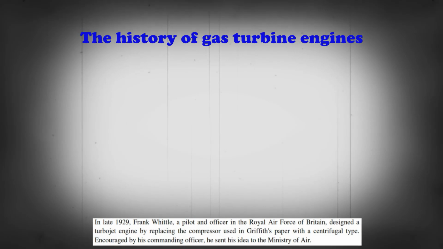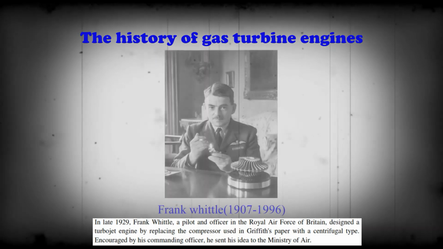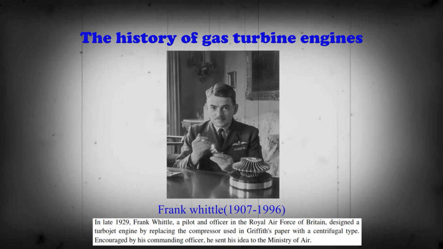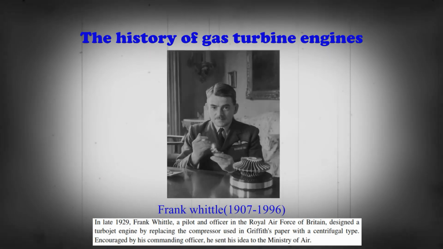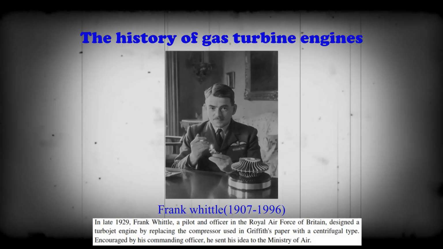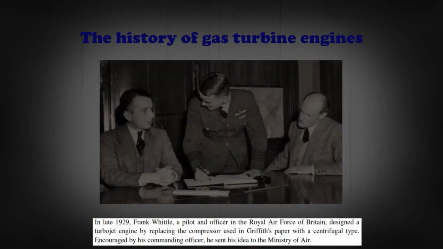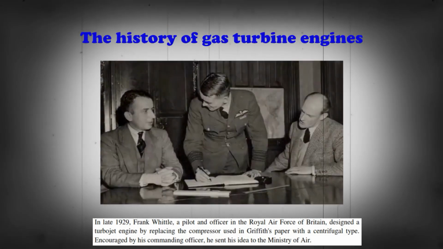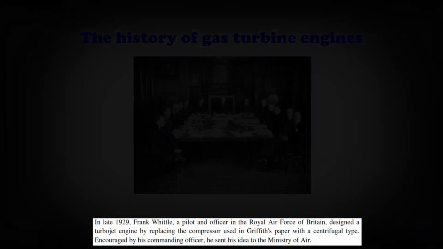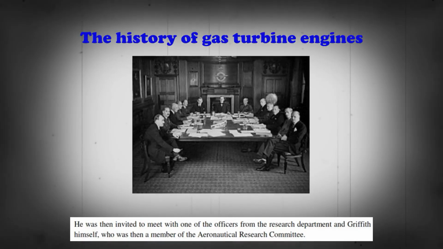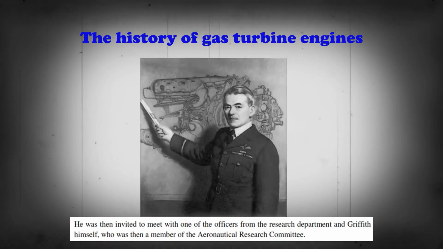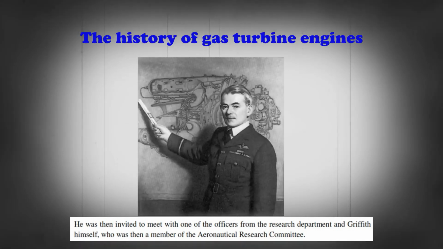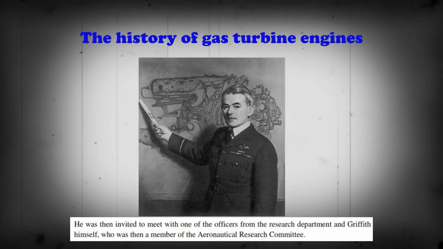In late 1929, Frank Whittle, a pilot and officer in the Royal Air Force of Britain, designed a turbojet engine by replacing the compressor in Griffith's paper with a centrifugal type. Encouraged by his commanding officer, he sent his idea to the Ministry of Air. He was then invited to meet with one of the officers from the research department, and Griffith himself, who was then a member of the Aeronautical Research Committee.